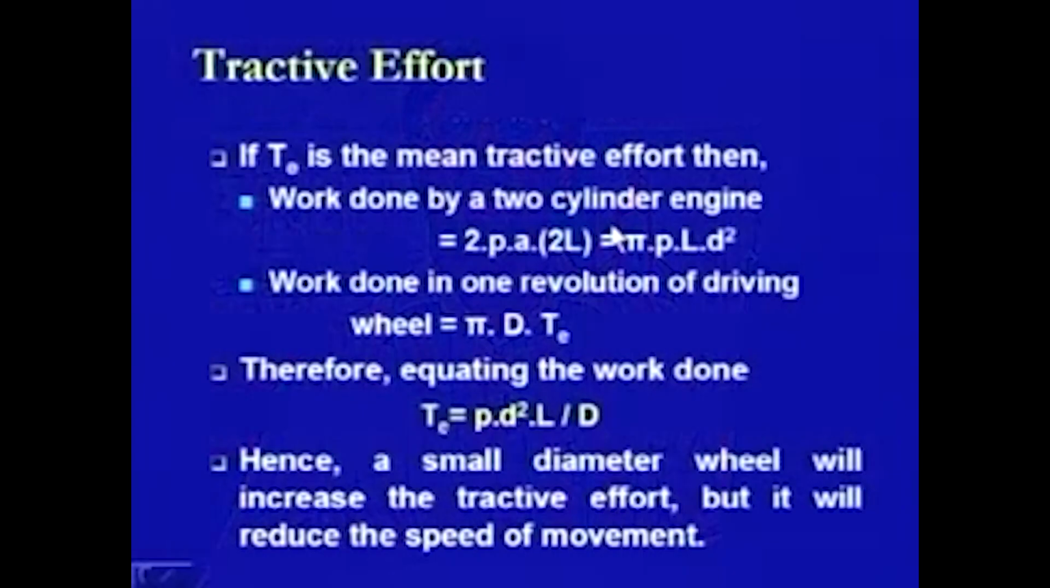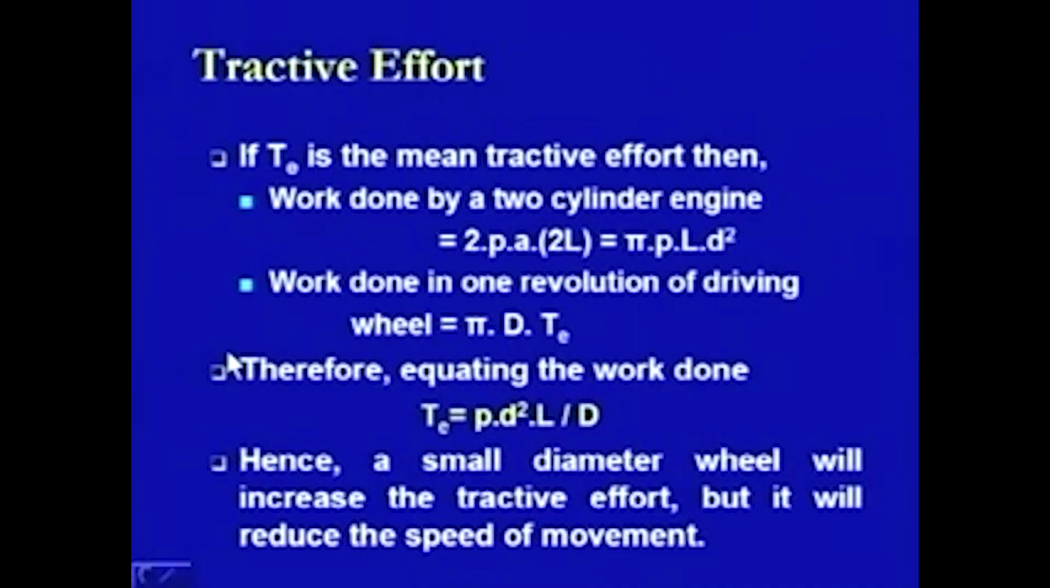Here the work done by a two-cylinder engine will be, this 2 is for the two-cylinder condition, P is the pressure which is being applied on the area of that cylinder on the piston, A is the area of the piston, and again we are taking twice of length L, where L is the length of the stroke, because in one cycle the stroke goes in one direction and comes back.